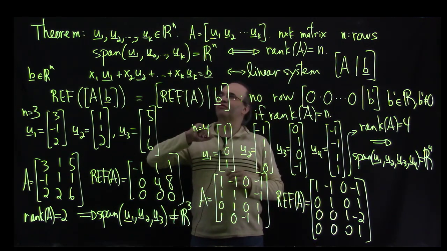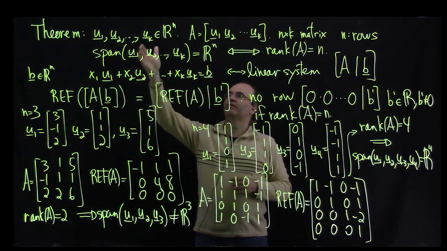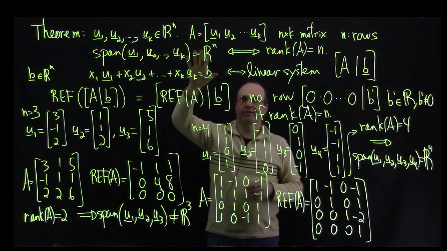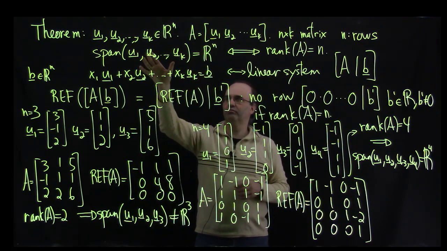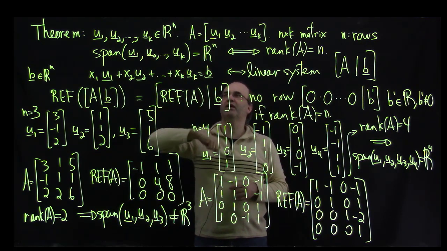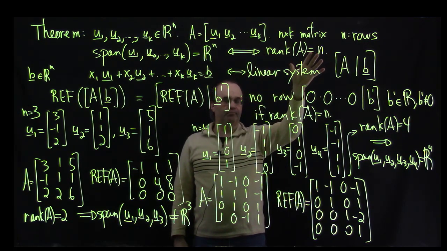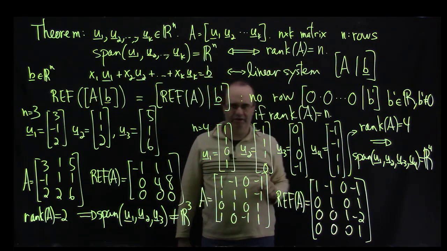Okay, so the theorem says the following. If you look at the span of these vectors, the set of all their linear combinations, if it's all of Rn, so if you can get all the vectors in Rn just starting from these vectors and then using vector addition and scalar multiplication, then the rank of A must be n. And conversely, if the rank of A is n, then the span is all of Rn.